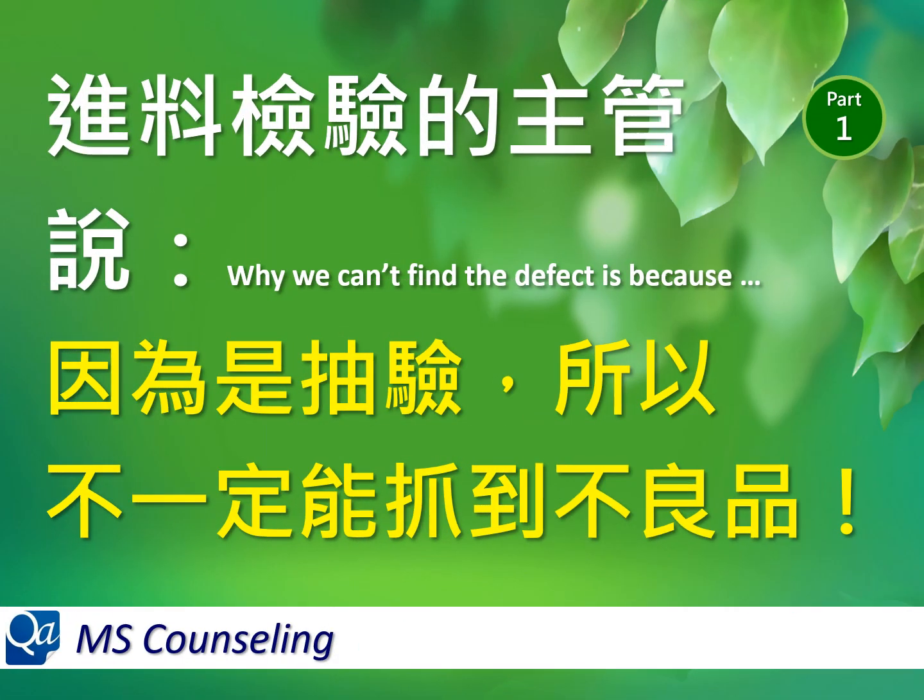I would like to say something about incoming inspection to you today. We know that when incoming materials are put into production and a certain proportion of defects are found, the incoming material inspection supervisor will often say, because it is a random inspection, defects may not be detected. Is this really the case?